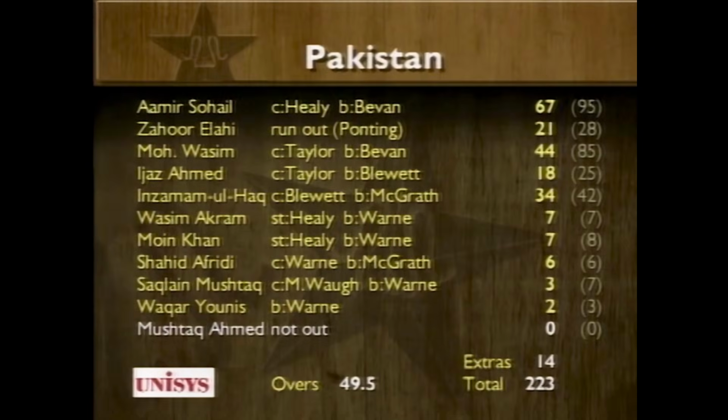And this is the way the card looked at the end, from 49.5 overs: 223. Aamir Sohail 67, Zahoor Elahi 21, Mohammad Wasim 44, Ijaz Ahmed 18 and Inzamam 34, and that's the end of it. All the others are low scores, and it was a very good performance from the fieldsmen, and they were well backed up by the bowlers.